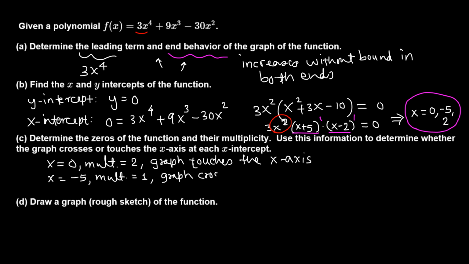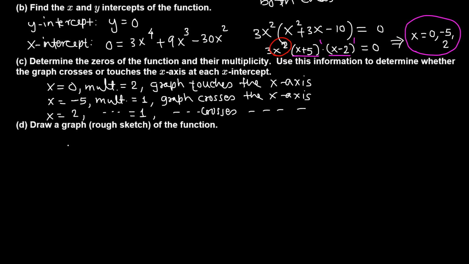The graph crosses the x-axis. Same thing for 2: x equals 2, multiplicity 1, and the graph crosses the x-axis. Okay. Now based on this, we need to draw a graph.